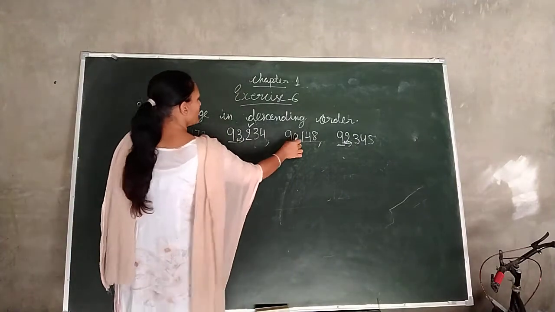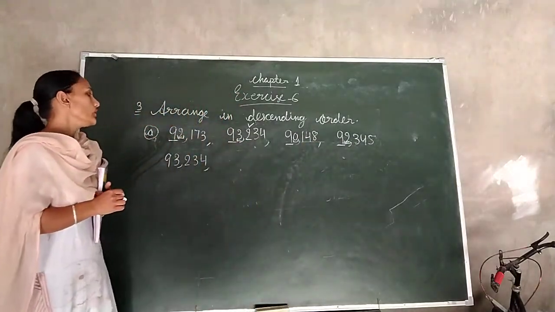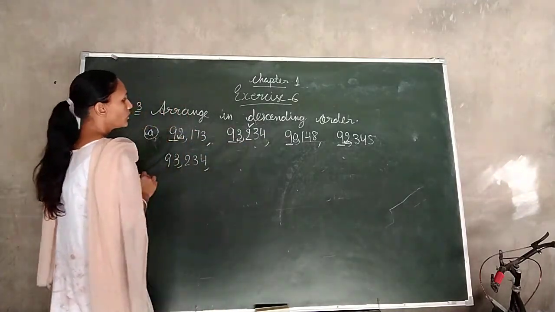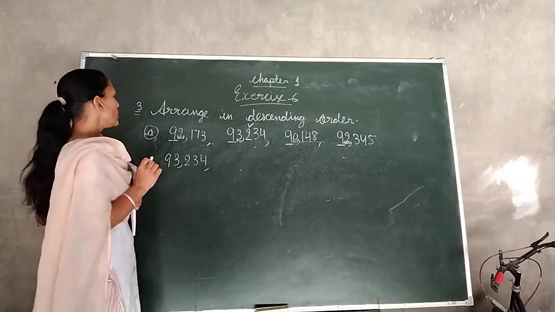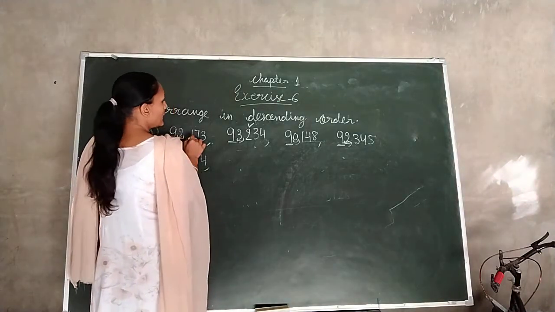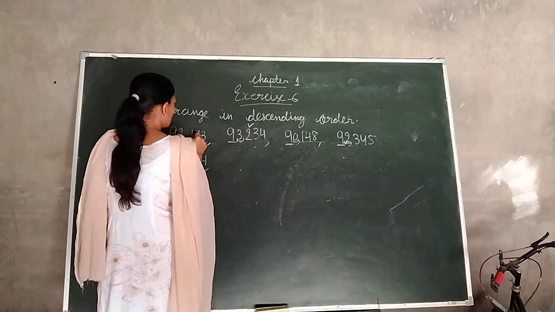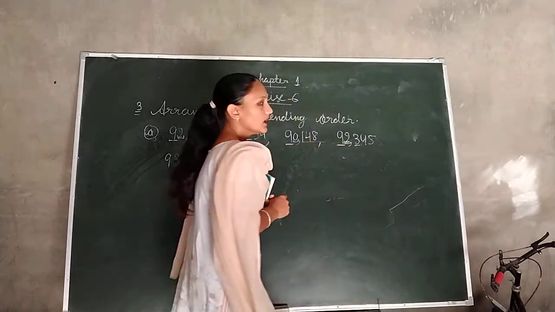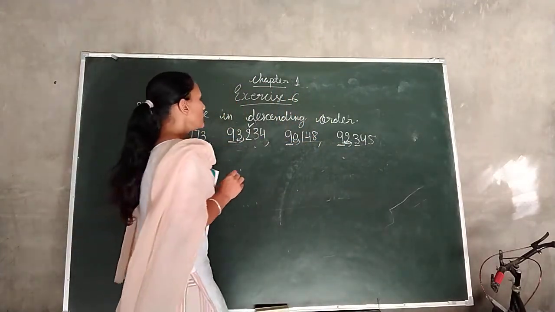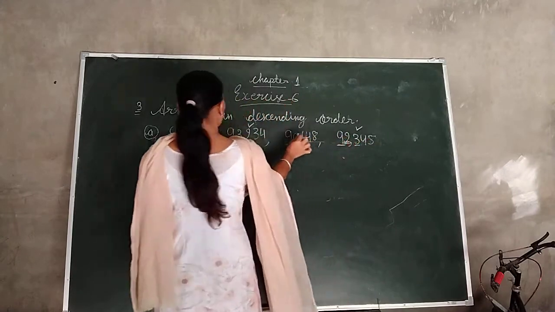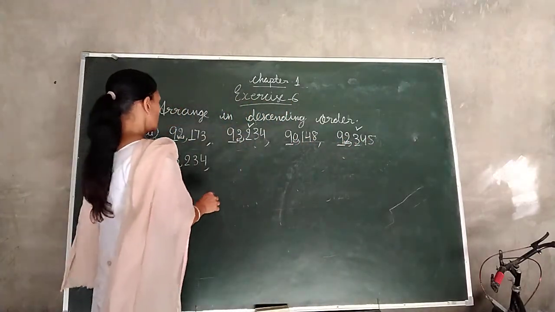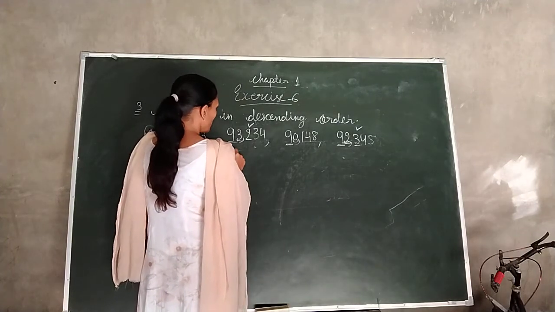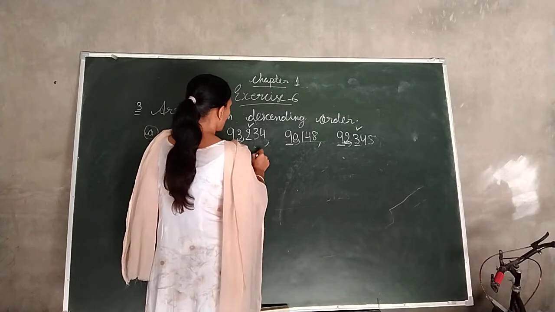Here we have 2, here we have 0 and here we have 2. 2 is greater than 0. But we have 2 in 2 places. So we will compare the digits in next place. Here we have 1 in 100 place, here we have 3 in 100 place. 3 is greater than 1. So it means this is the greatest among these 3 numbers. So we will write it as the next digit, 92,345.